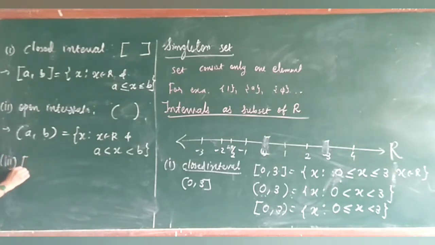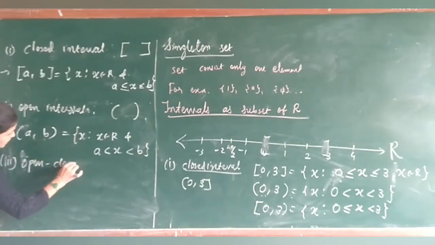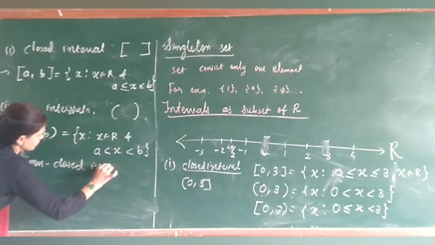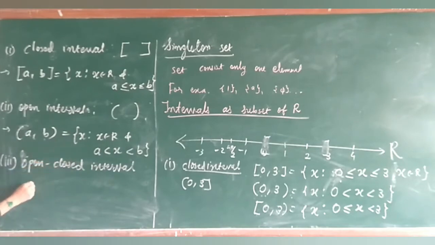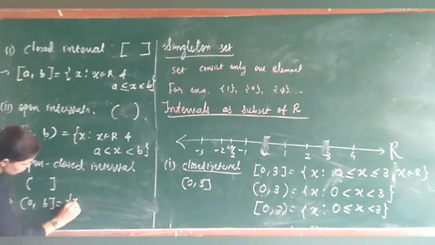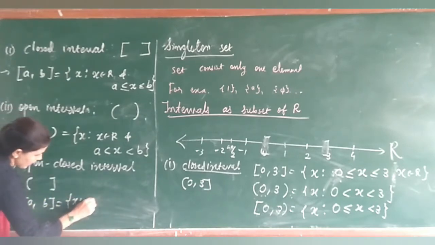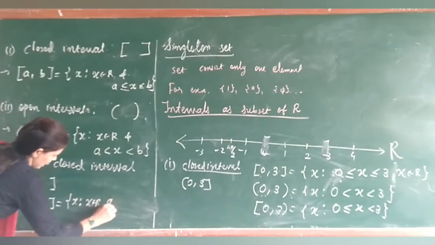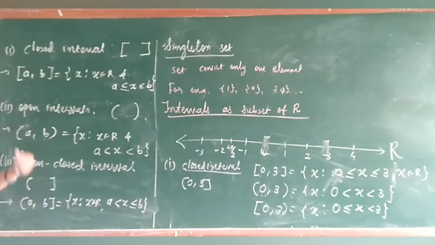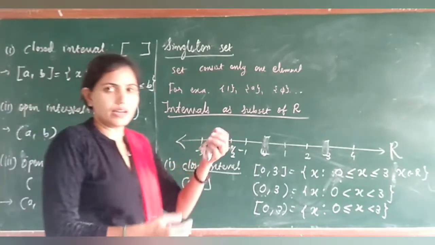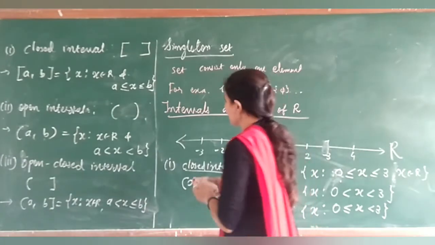Third, open closed interval. Now open closed, you know open and closed. So here I write open A, closed B. That is equal to all those elements x where x belongs to R, A is less than x, less than or equal to B. The side on which it is closed, that element you have to include, not the other.